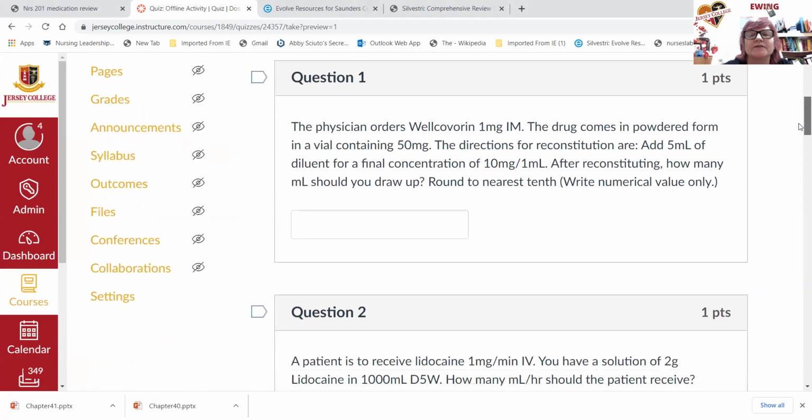The first one was reconstitution. We could try that one if you want. Again, it's whatever you have left as your final concentration, that's your supply on hand. So then all you have to do is take your order and put it over that. That's 1 divided by the 10. Minus 1. And then on these, you're rounding to the nearest tenth.